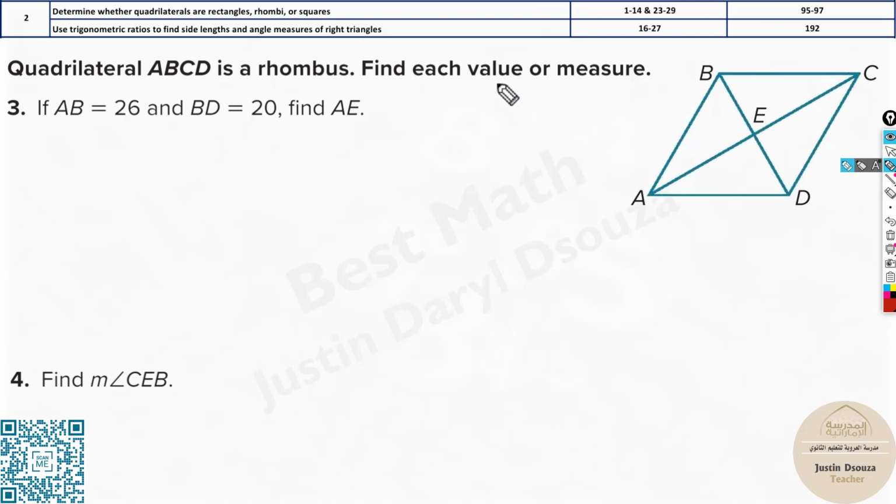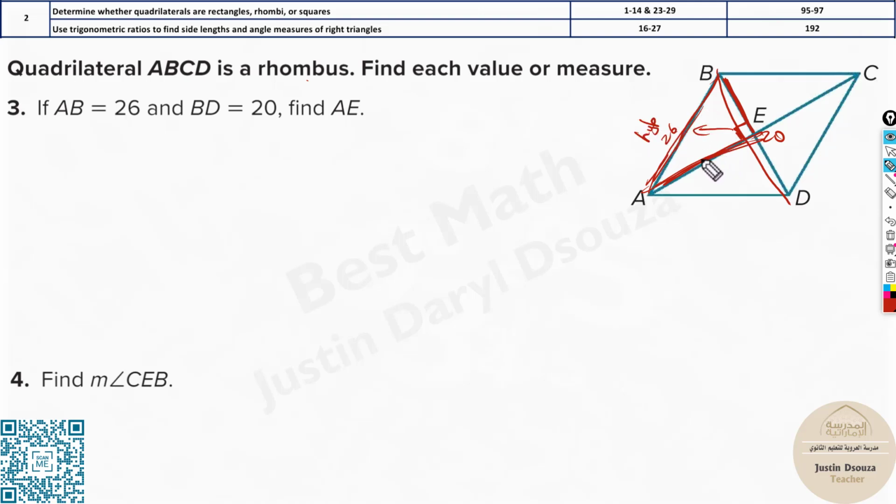It's again the same figure. It's a rhombus again. And we have AB here. That is 26. And what about BD? BD is this line, sorry. That is about 20. So we need to find AE, this one. Now we can see this is a triangle, right? And we know this is 90 degrees. So this is a right angle. So what is that side? It will be the hypotenuse over here.